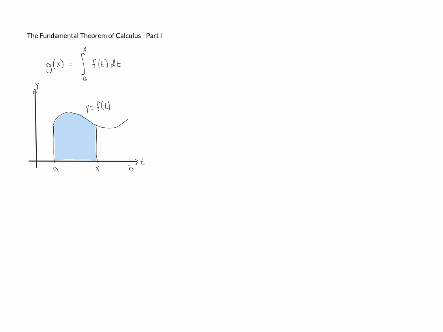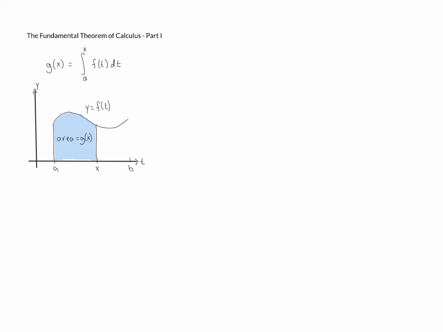And so basically, this area is represented by g of x. That's what that function gives us, and it depends on the x value. If we pick a different value of x, that's going to be a different area, and thus that area is a function of which x we choose.